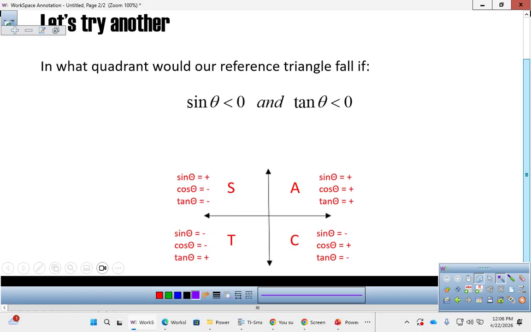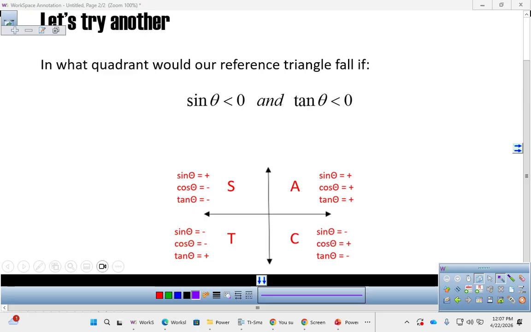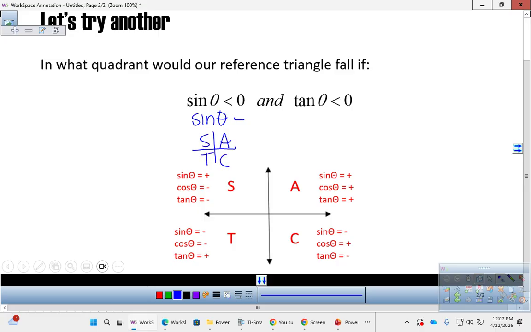In what quadrant would our reference triangle fall in if? All right, so let's look at what we know. Sine of theta is less than 0. So sine of theta is negative. Well, in ASTC, sine is positive in 1 and 2, the A and the S. So that would mean that it's negative in 3 and 4. So my answer is going to be either quadrant 3 or 4.